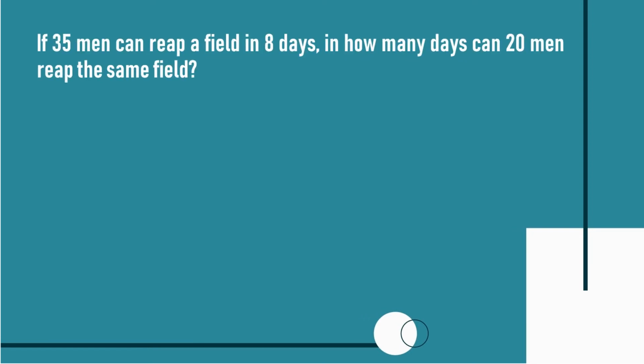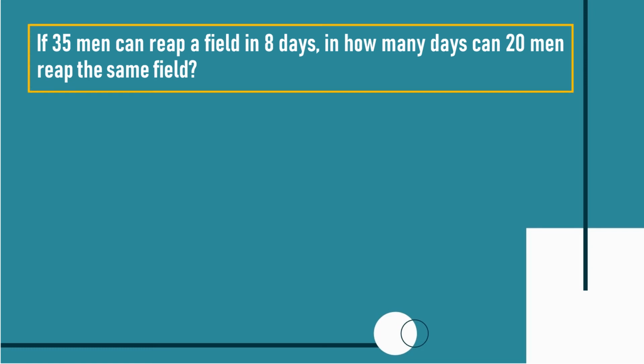Next problem. If 35 men can reap a field in 8 days, in how many days can 20 men reap the same field? The problem implies that the decrease in the number of men would mean an increase in the number of days to reap the field. This proportion is called inverse proportion.